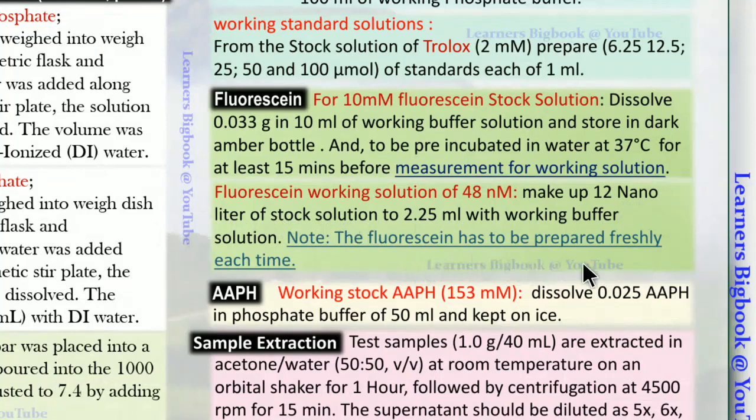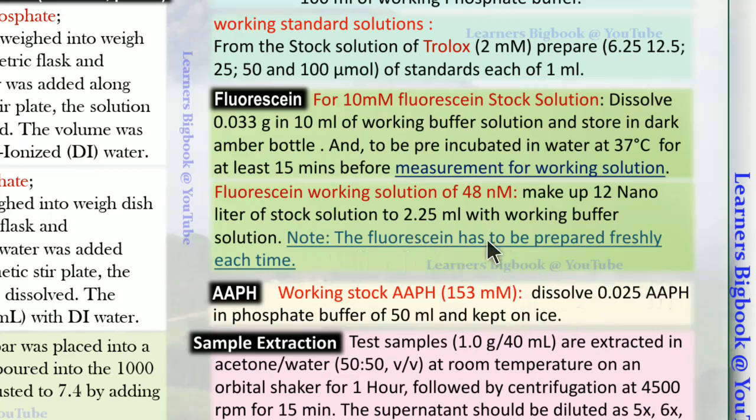Further, the note has been given that it has to be prepared freshly every time you perform the experiments, because once fluorescein gets into the buffer, it retains its intense dye capacity only for 35 to 40 minutes. So this is the reason why we have to prepare it freshly every time.